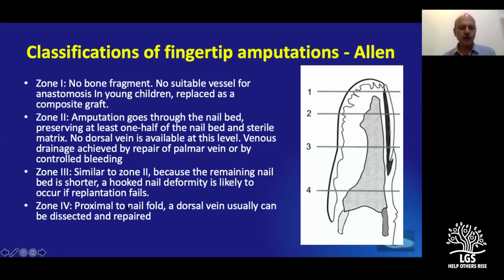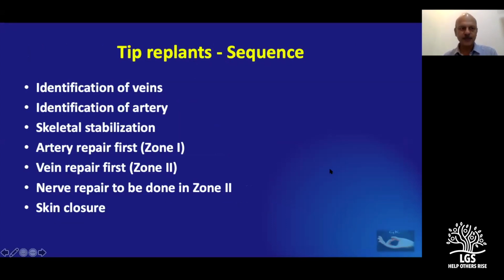And in zone 4, it is proximal to the nail fold. Dorsal vein usually can be dissected and repaired. Here you can do the repair of the dorsal vein.